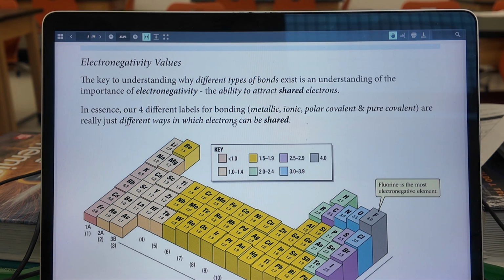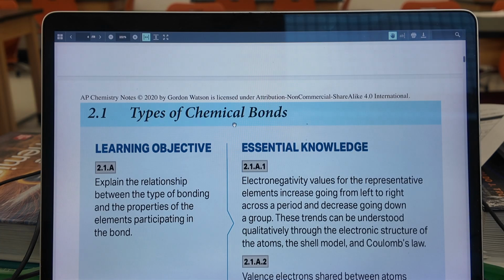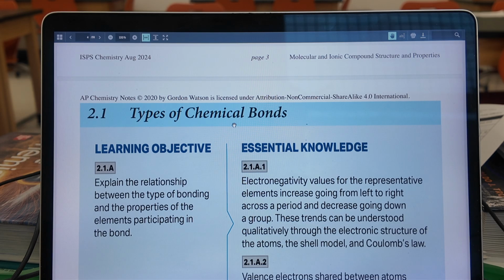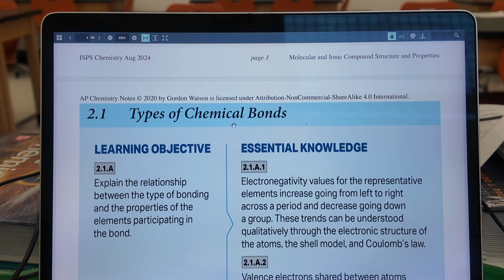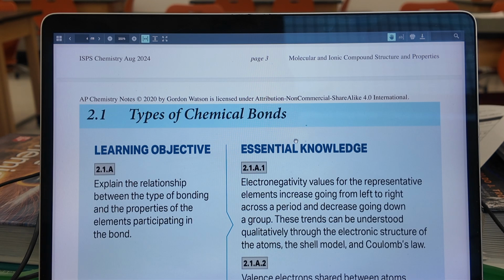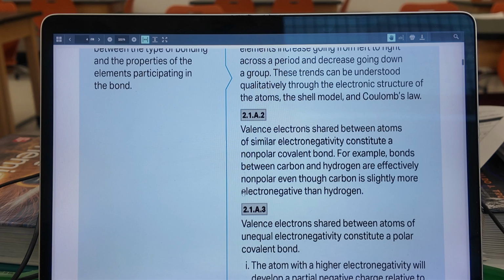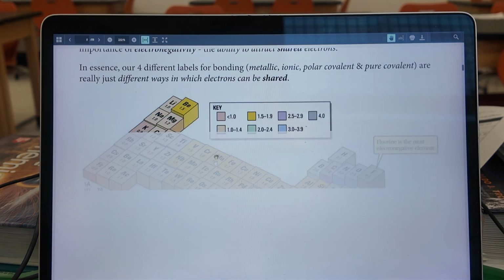Okay, so this is the video for chapter or section 2.1, types of chemical bonds. Now, I didn't get a chance to upload this onto a whiteboard screen, so I won't be able to write in this video, but I think it's simple enough that we can just talk through the questions. So, the most important thing in this unit is this image right here.